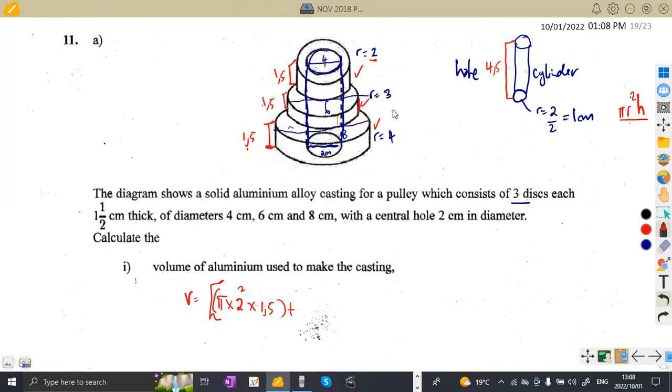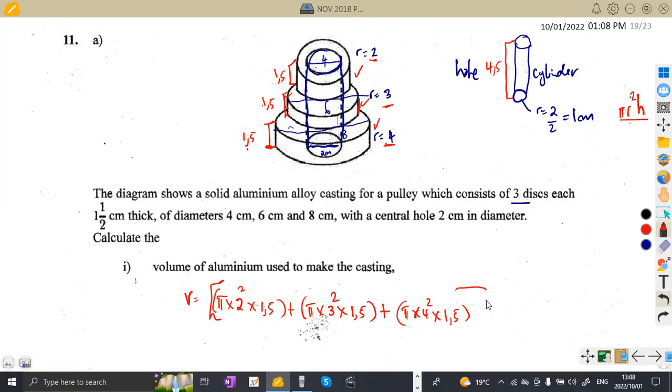Plus, we move on to the second one, where our radius is 3. So it's pi times 3 squared times the height, and the thickness is not changing, it is 1.5 also. Plus another one with a thickness of 1.5, but the radius is 4. So it's pi times 4 squared times the thickness of 1.5.